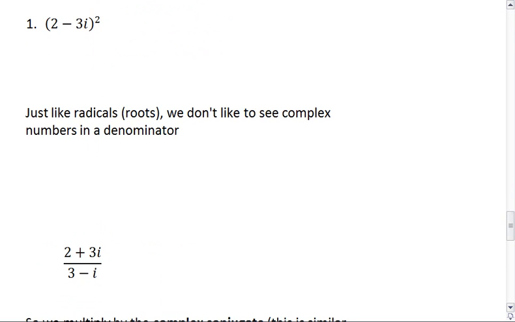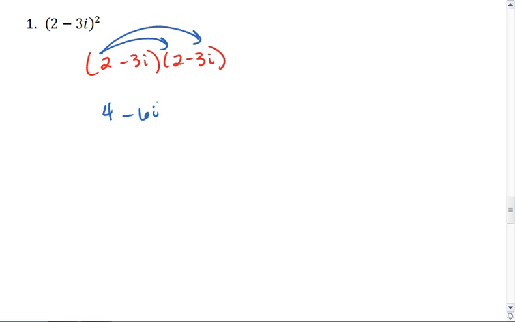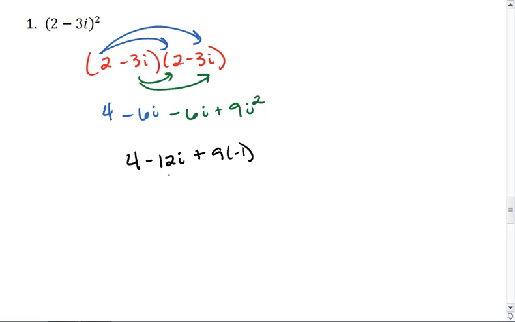Let's try this next one. We have 2 minus 3i squared. So that's the same as 2 minus 3i times 2 minus 3i. We multiply through, distributing as we normally would. So we get 4 minus 6i. We do the same with the second term, giving us minus 6i plus 9i squared. When we simplify, we get 4 minus 12i plus 9 times negative 1. So we get negative 5 minus 12i as our final answer.